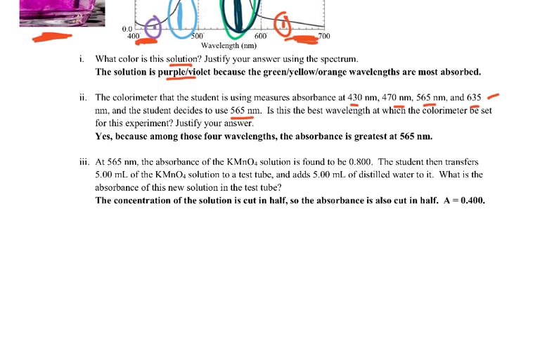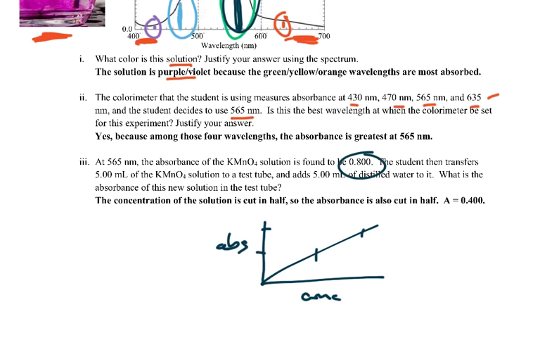At 565, the absorbance of the KMnO4 is found to be 0.8. The student transfers 5 milliliters into a test tube and adds 5 milliliters of water, diluting it down by half. One of the big points of Beer's law is that the absorbance and the concentration are proportional to each other. So if you take the concentration down by half, you're also taking the absorbance down by half. So the answer should be 0.400 for the absorbance.